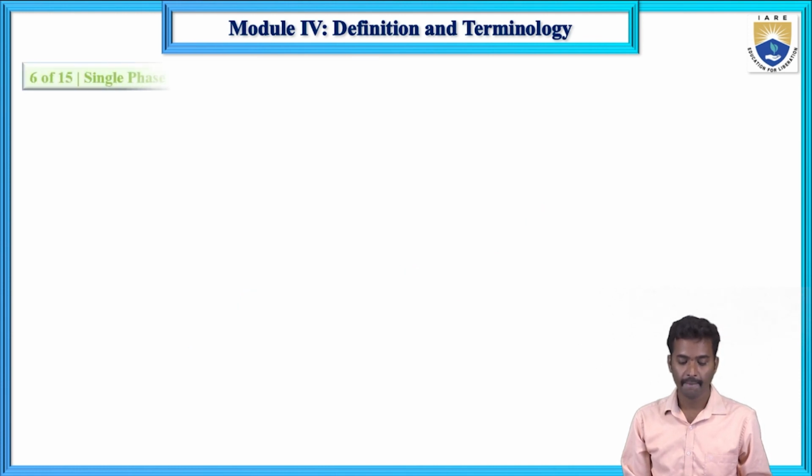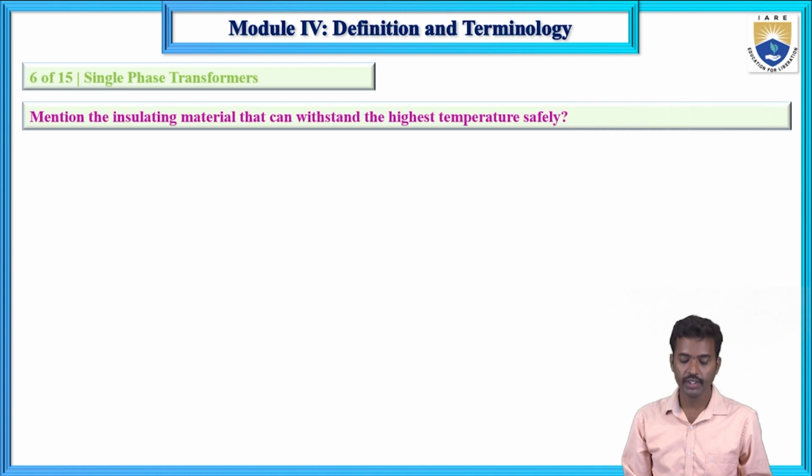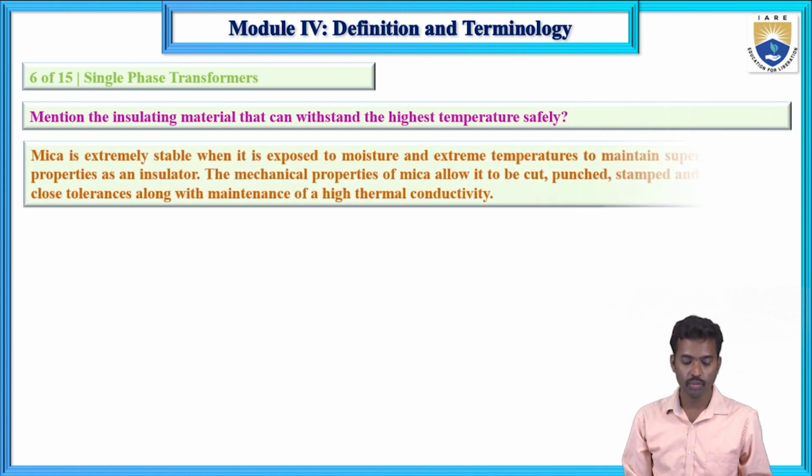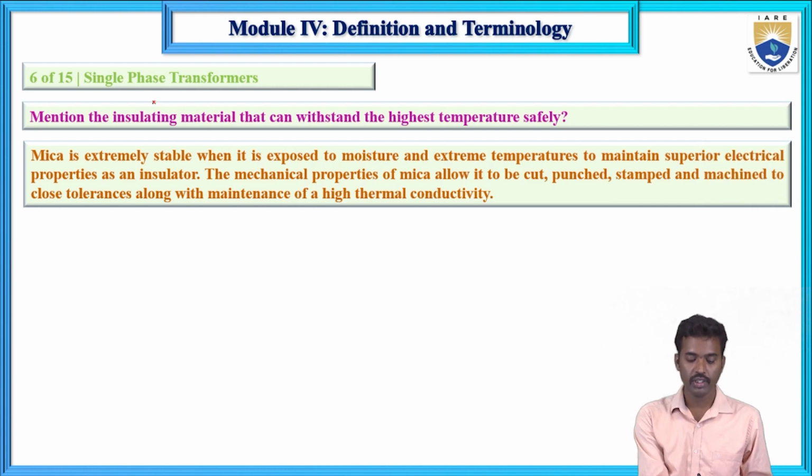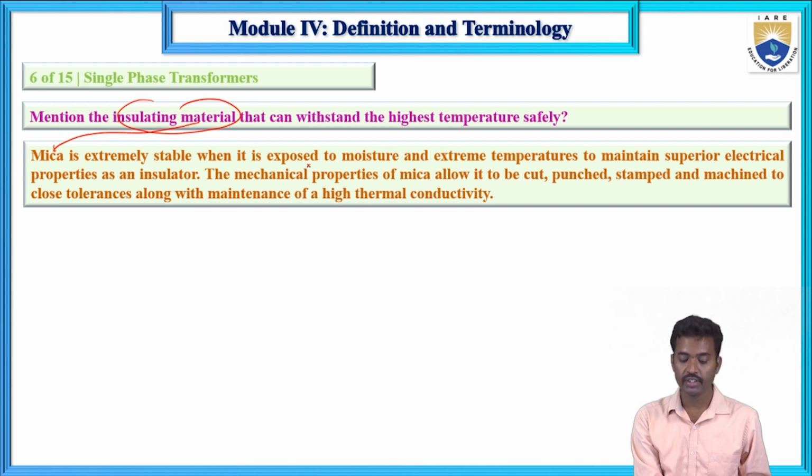Now, mention the insulating material that can withstand the highest temperature safely. So, mica. Mica is extremely stable when it is exposed to moisture and extreme temperatures, maintaining superior electrical properties as an insulator. Here mica is the insulating material, and consider the mechanical properties of mica. Why are we using this as the insulating material that can withstand the highest temperature safely?